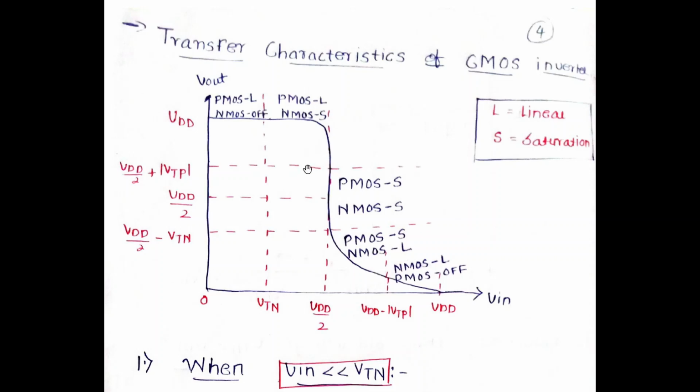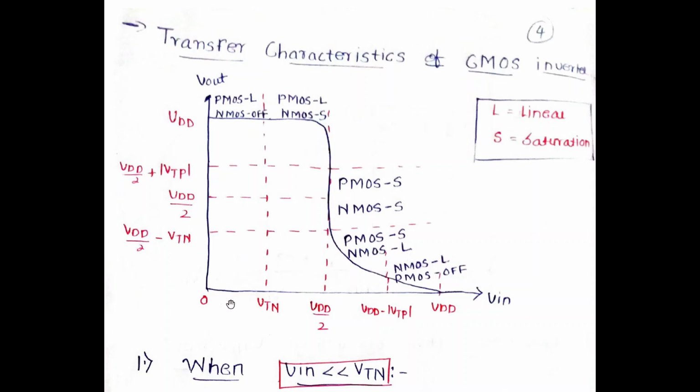So basically, we have this CMOS inverter graph in which we have the input and the output. We have the input voltage, the output voltage, and finally this graph. In this graph you have 0, VTN, VDD by 2, VDD minus mod VTP, VDD, and so on, on the Vout axis. This graph speaks it all about the CMOS inverter.